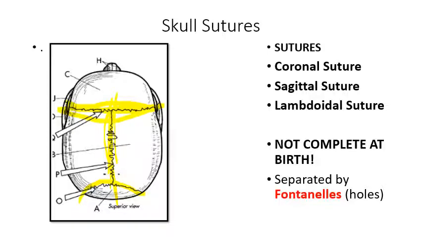Now here's an interesting fact. When a newborn baby is born, the cranial sutures have not yet fully closed. So you have to be very careful, because a baby has soft spots on its head where the sutures have not closed yet, and those soft spots are collectively called fontanelles. These little soft spots on a baby's head are referred to as fontanelles.